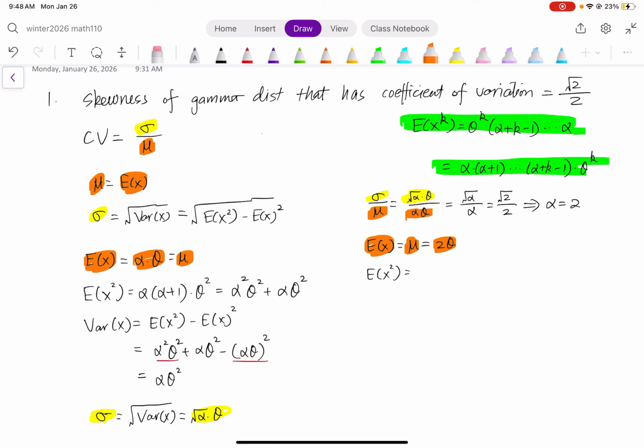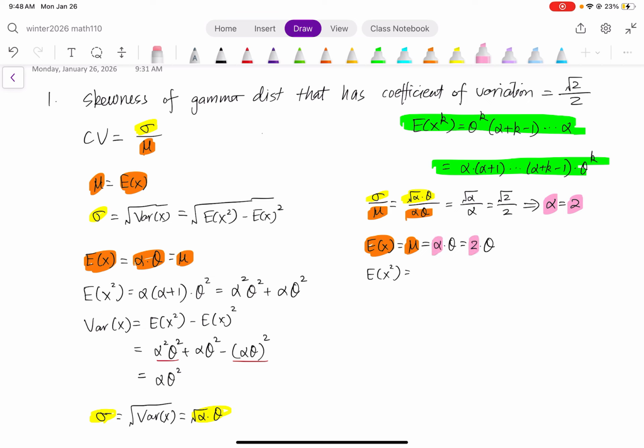Right, this would be 2 theta. Let me write it one more time. This is going to be alpha times theta, where alpha is equal to 2 now. Then there will be 2 times theta. Yep, I'm going to use 2. This is your alpha.